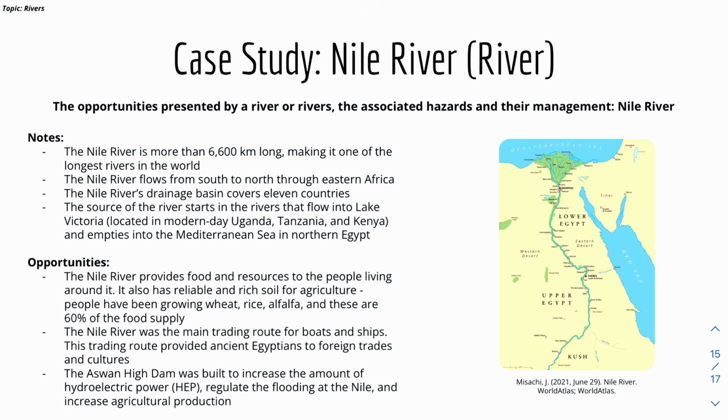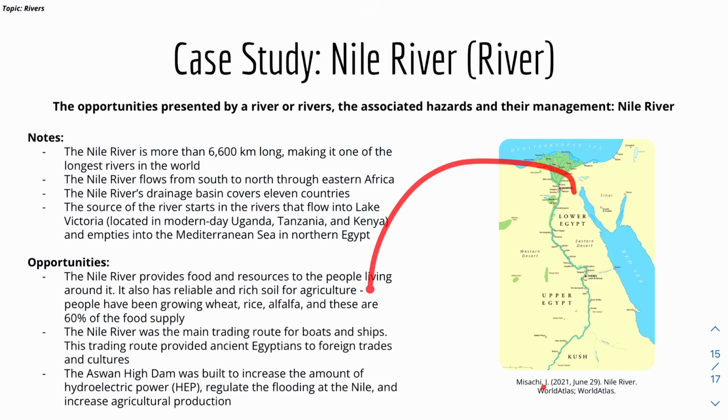Then we have the case study for the opportunities presented by a river or rivers, the associated hazards and their management, which will look into the Nile River. So here are some notes. The Nile River is more than 6,600 kilometers long, making it one of the world's longest rivers. And it flows from south to north through Eastern Africa right here.